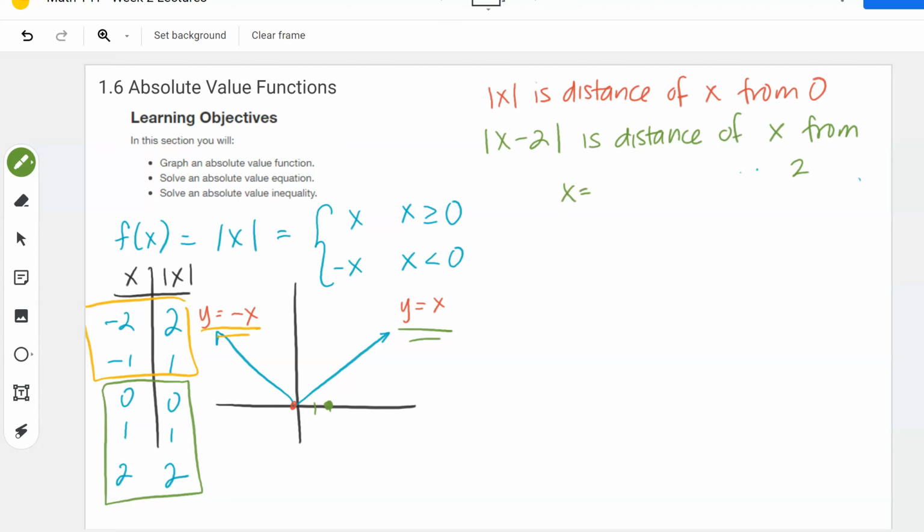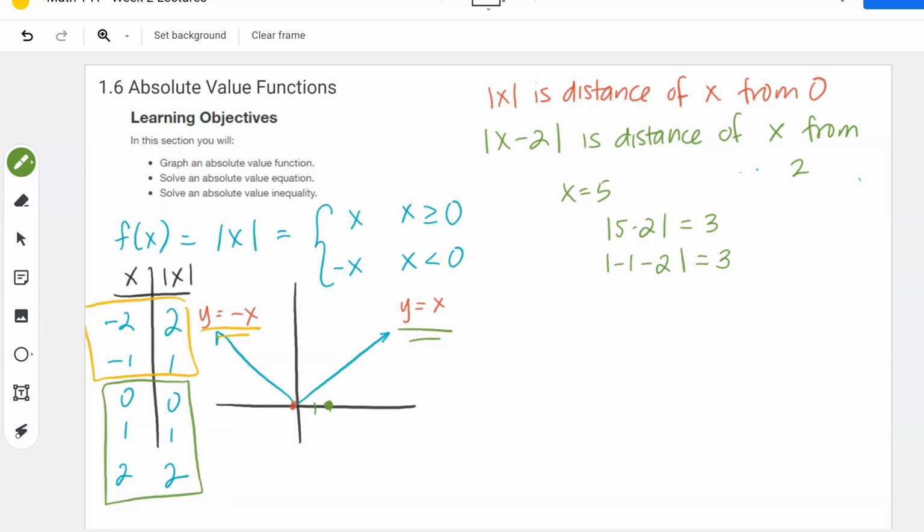If x is equal to 5, then 5 minus 2, absolute value, is 3, and 5 is 3 away from 2. If we looked at negative 1 minus 2, the absolute value is also 3. So both of those are 3 away from 2. We actually use this notation quite a bit when we get into something like Calc 2 and we start talking about intervals of convergence for our power series.